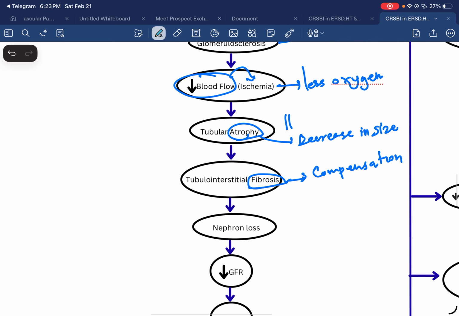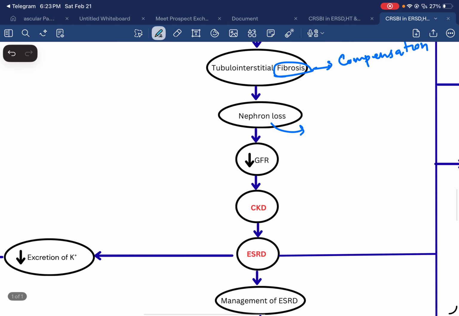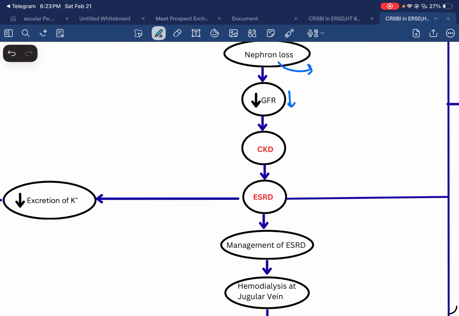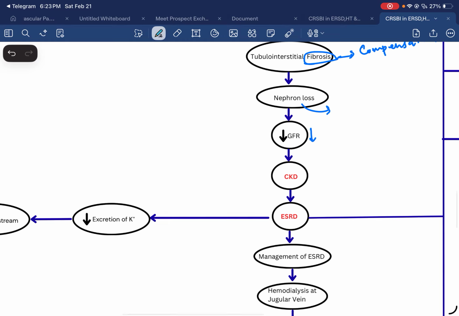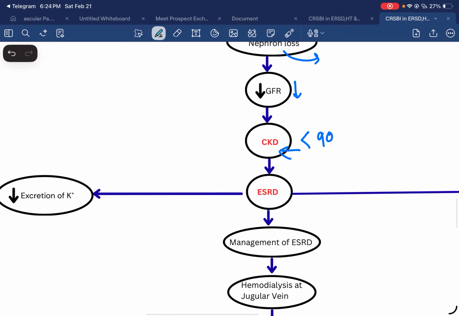In doing so, there is loss of nephron. Nephron is the functional unit of the kidney. So when there is loss of the functional unit of the kidney, there is decrease in glomerular filtration rate. When there is decrease in glomerular filtration rate less than 90, we call it CKD. But the last stage of CKD is ESRD, which is less than 15. So in this patient, he has 8.